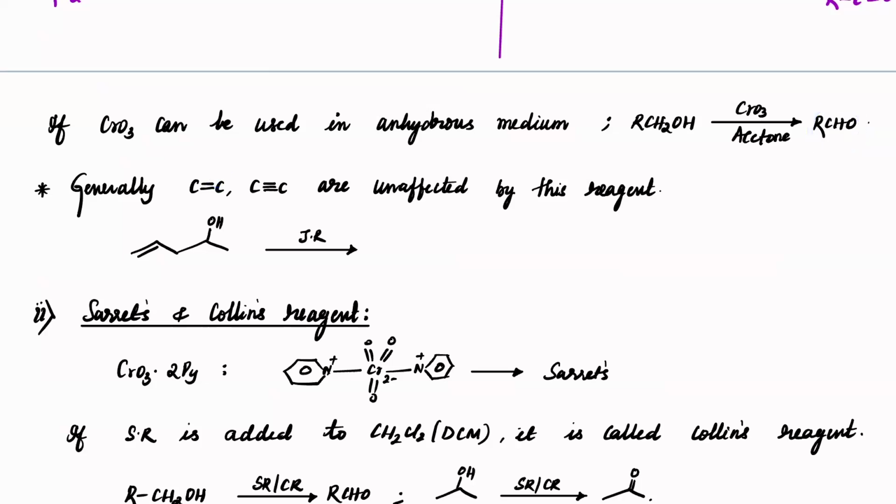Second thing, whenever you have a double bond or a triple bond, they remain unaffected if you are treating with Jones reagent. Which means, for example, if I take this reagent, what is the product I'll expect? The product I'll expect here, without disturbing the double bond, will just be the OH oxidized to a ketone. That is the product.